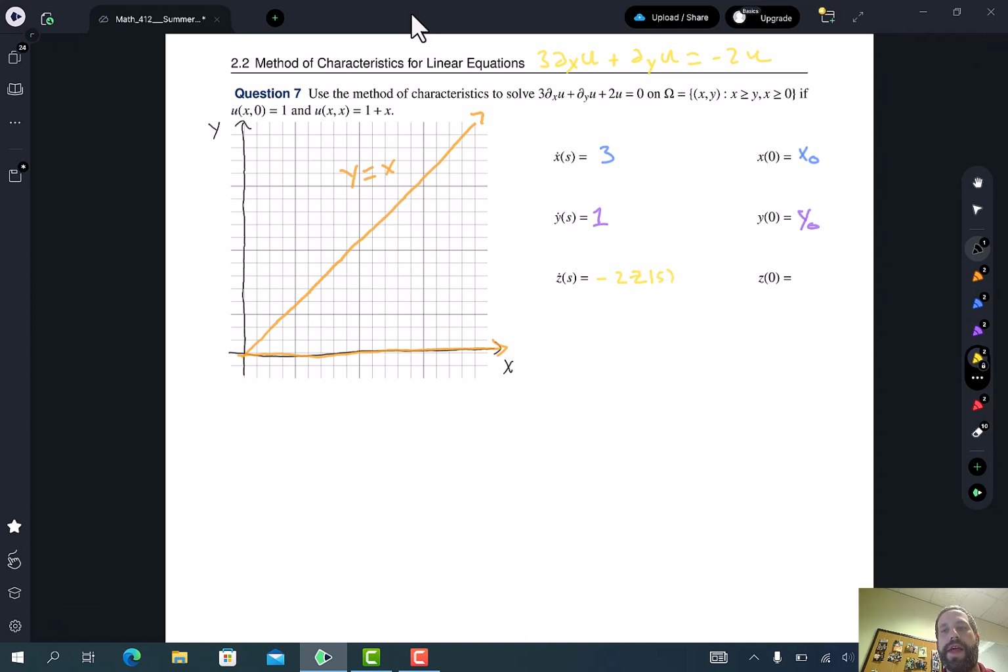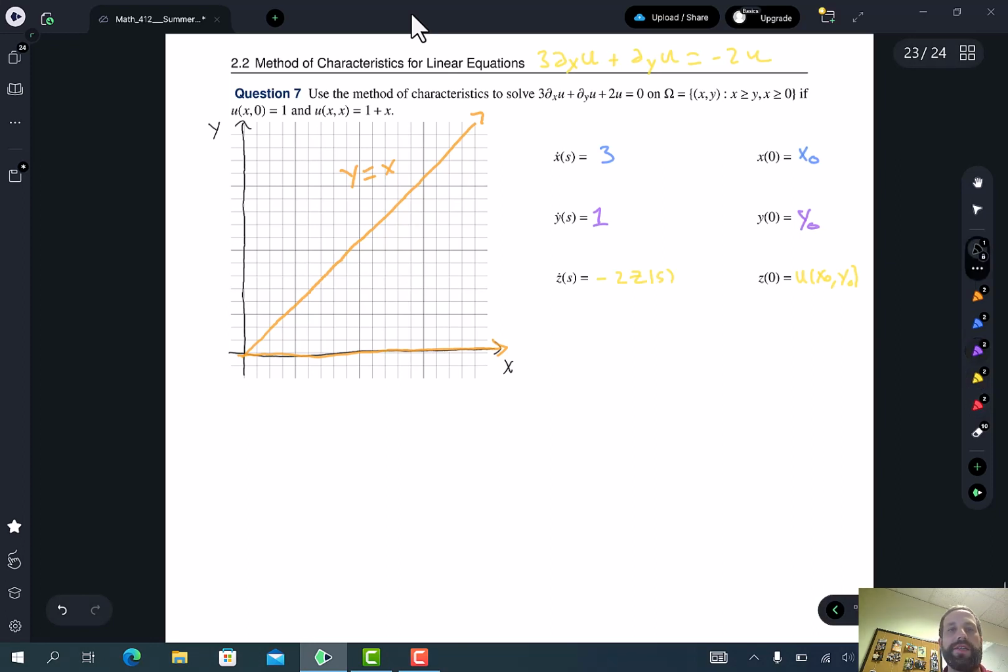z of s, and this is going to be equal to, well, I'm just going to write u of x naught, y naught. Again, this will depend on what our x naught, y naught point is. Okay, so now, similar to the previous problem, there are going to be separate cases.